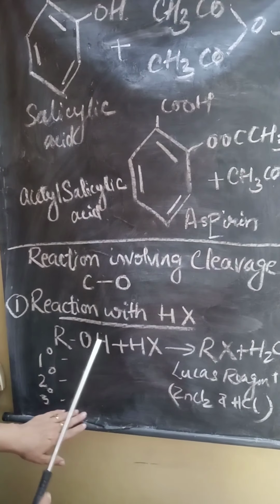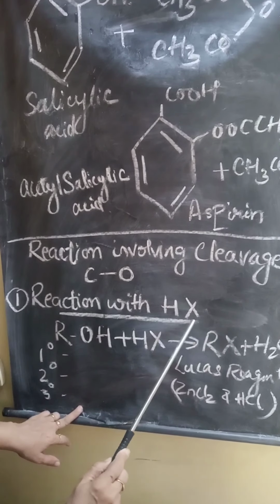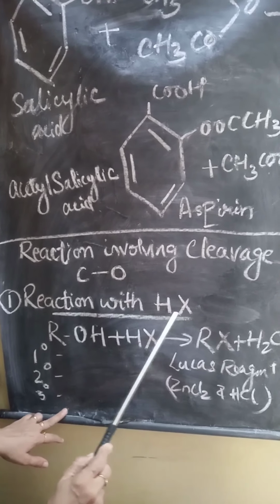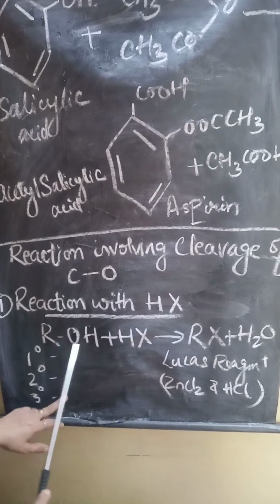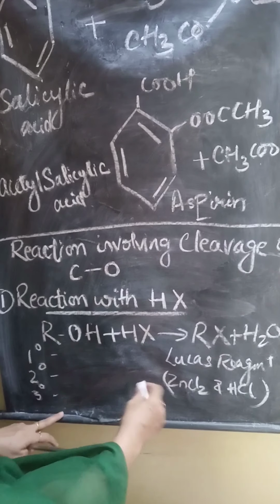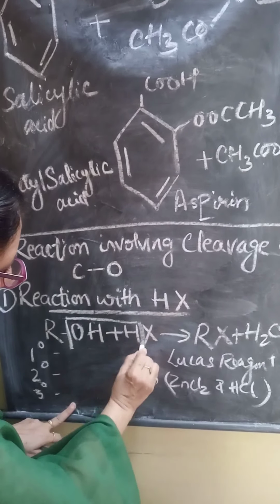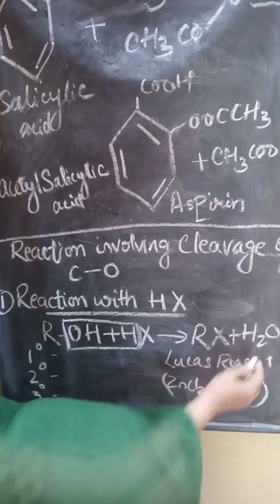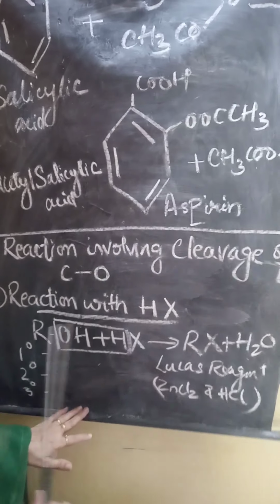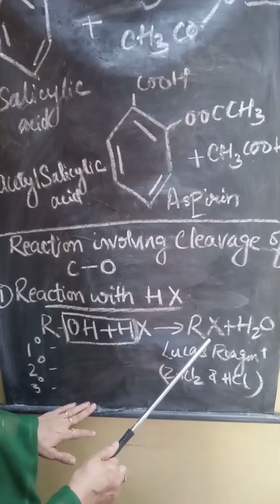The first reaction that we will see is the reaction with HX. HX means hydrogen halide, any acid. When alcohol reacts with acid, the OH of alcohol and H of acid react together, forming water, and what is left behind is RX. An alkyl halide is obtained.